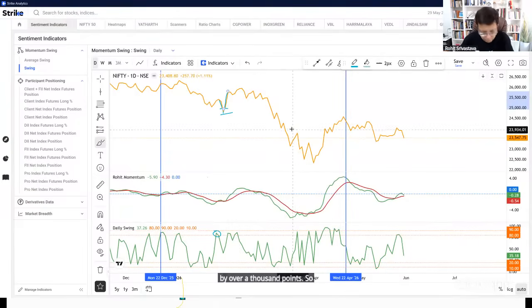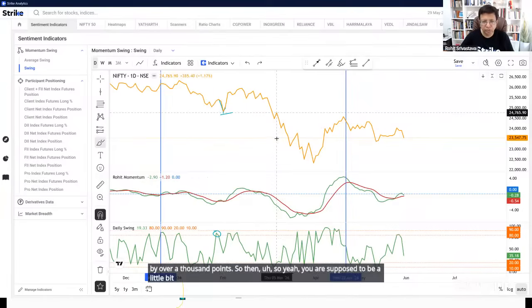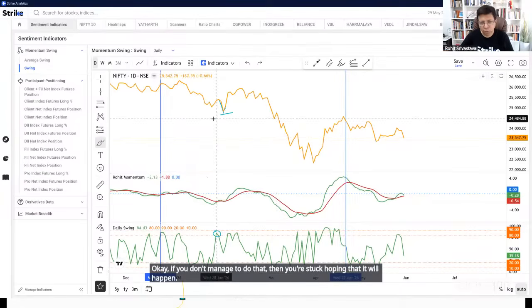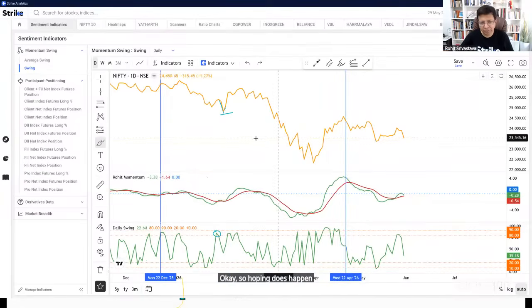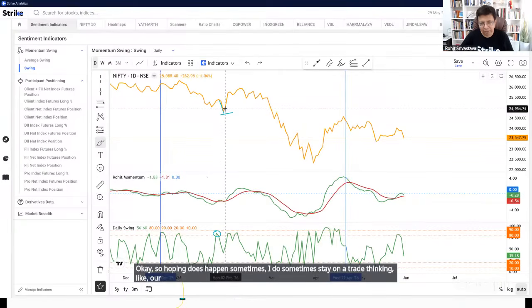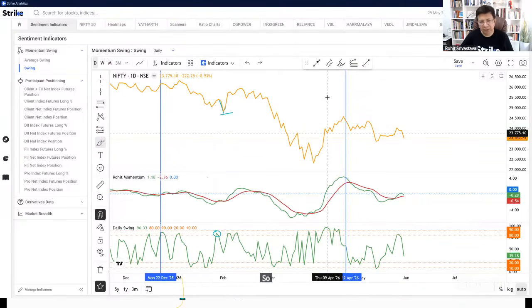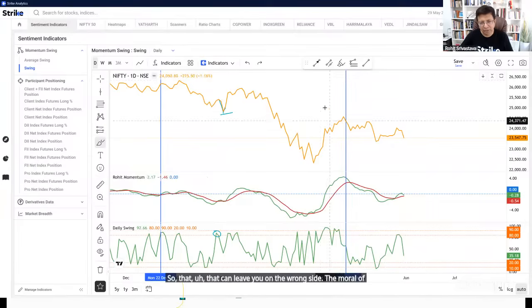So yeah, you are supposed to be a little bit on your feet when it comes to options trading. When you get a return and the market turns, you get out. If you don't manage to do that, then you're stuck hoping that it will happen. Hoping does happen sometimes. I do sometimes stay on a trade thinking, अरे STT पड़ा है, bounce है फिर गिरेगा, and then this happens. So that can leave you on the wrong side. The moral of the story is get in and get out.